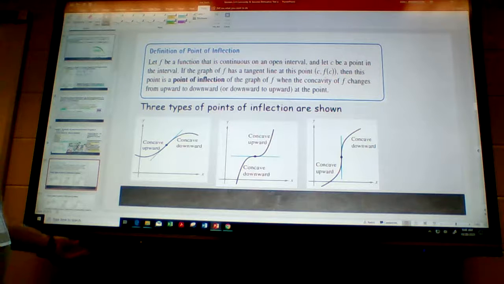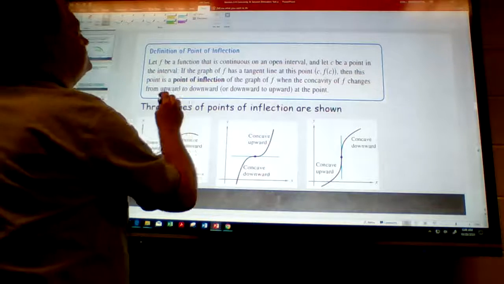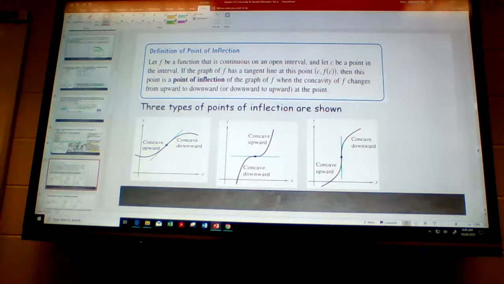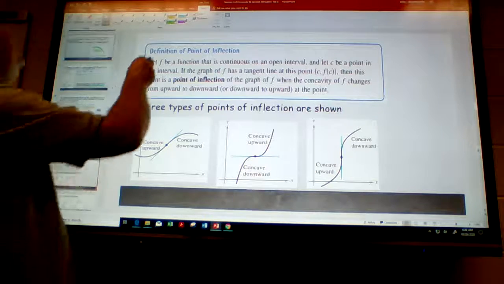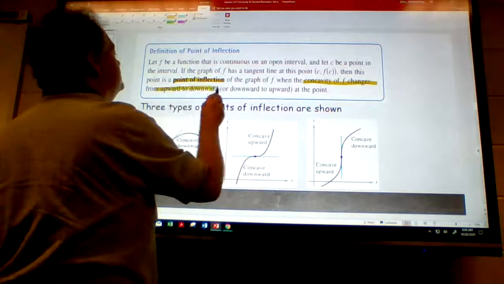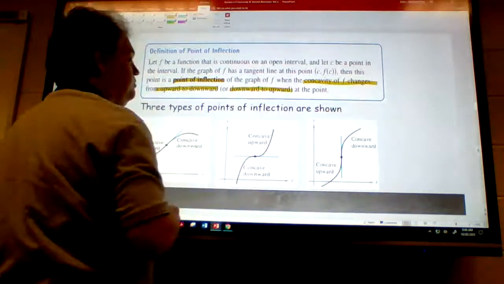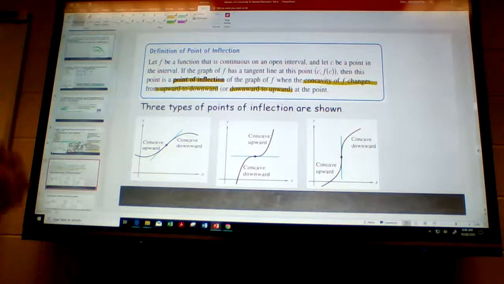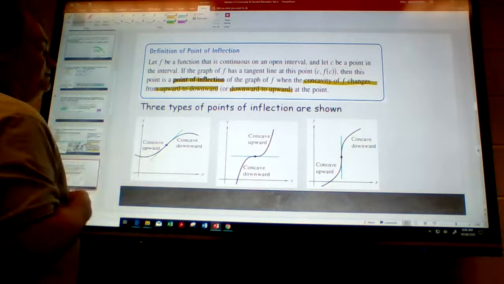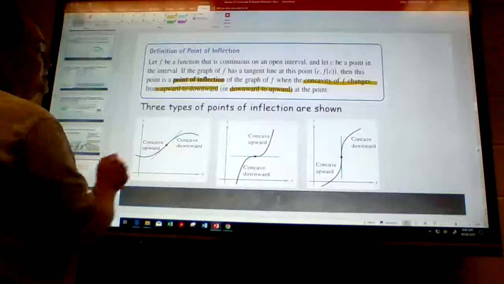So a point of inflection. If f is continuous on the open interval, then c is a point of inflection of the graph if the concavity changes from upward to downward or downward to upward at the point. Okay, so here are the three types of points of inflection. You've got the concave upward, the concave downward.